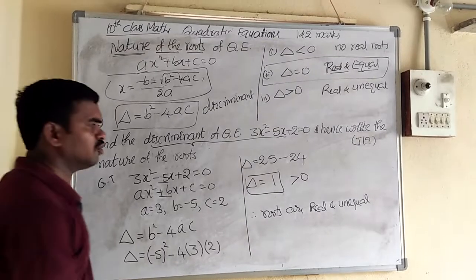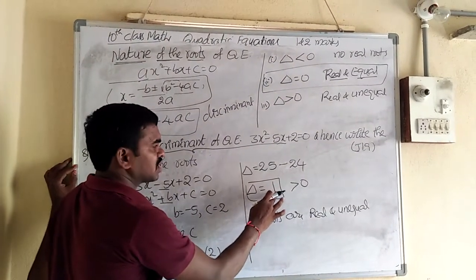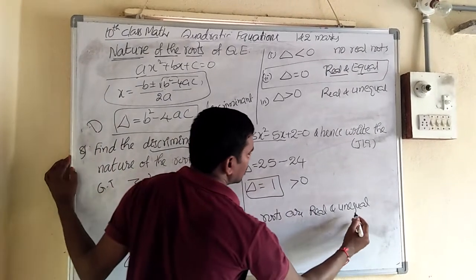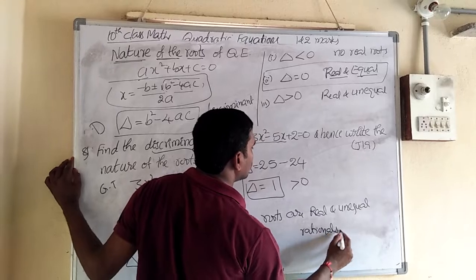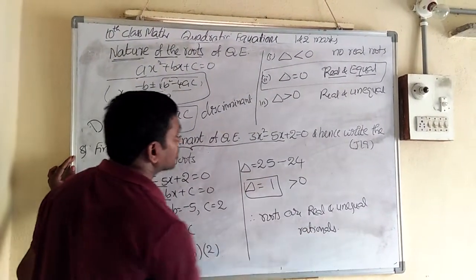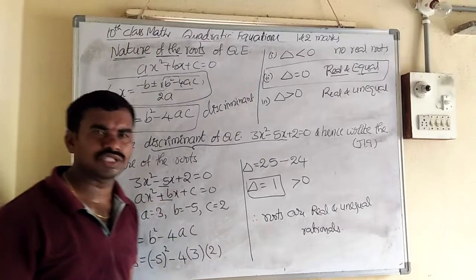And one more thing: it is a perfect square because of 1 square, 1, so the roots are rational. In this real case, they are rational also. If it is not a perfect square, we get irrational roots. Perfect square, that's why rational. So this is how to find the discriminant. I'm taking one more question.